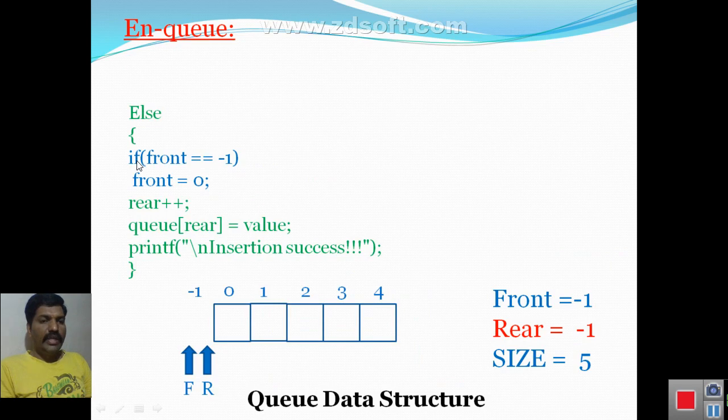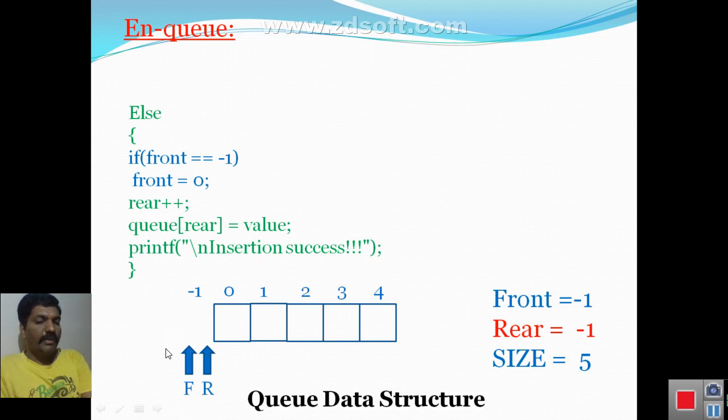So in the else body, initially, if front equal to minus 1, then front equal to 0. The body of the if is front equal to 0. For the initial position or empty queue, the front and rear pointers are at minus 1. So whenever we are planning to insert the first element into the queue, then the rear is going to be indicating 0 and the front is going to be indicating minus 1.